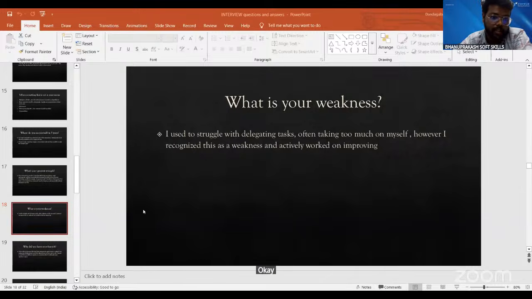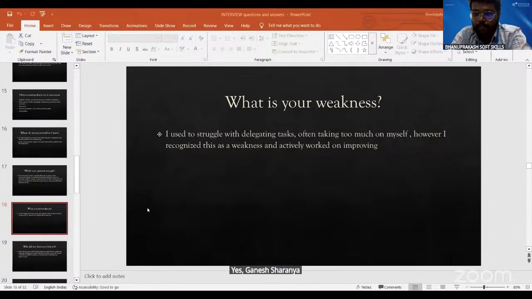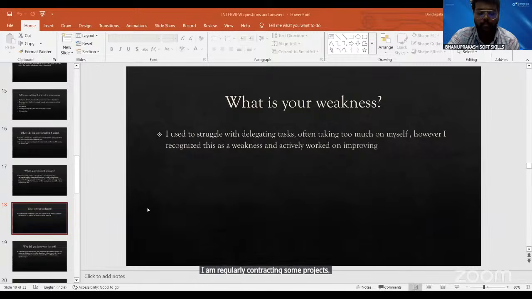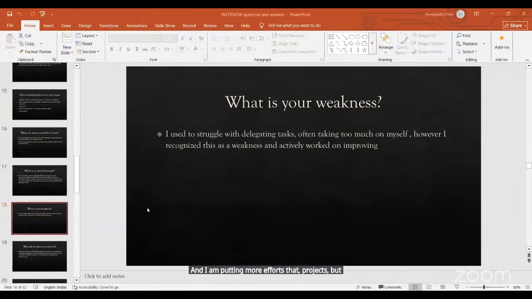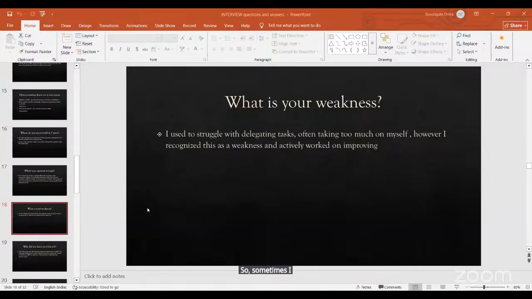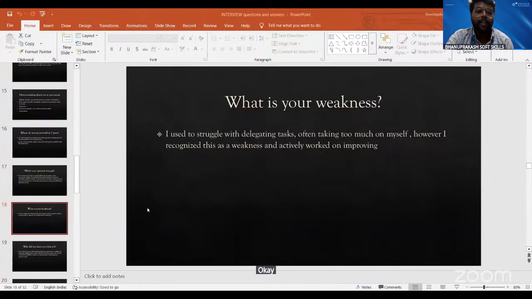Good evening, sir. Yes, Ganesh, Sharanya. Sir, I am regularly practicing some projects, and I am putting more effort into them, but I am facing more struggles, with so many errors. Sometimes I think of a higher and higher target, but I am facing more setbacks. That is the weakness. Okay, fine.